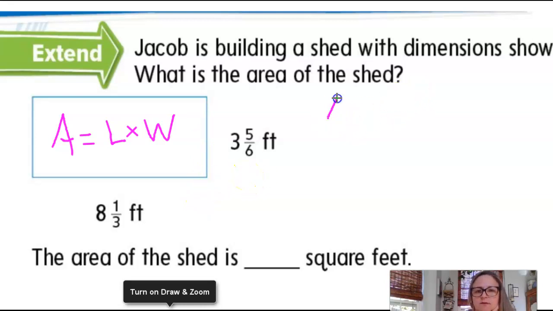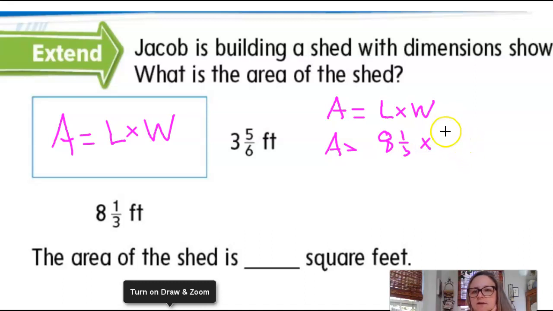So we're going to put the problem, word equation, length times width, and we're going to find the area after we times these two mixed numbers. So we have 8 and 1/3 times 3 5/6. Okay, so this is about 8 and this is about 4. So my answer should be about 32.